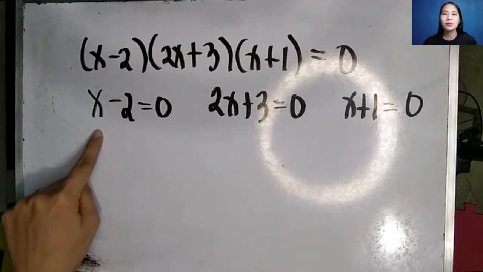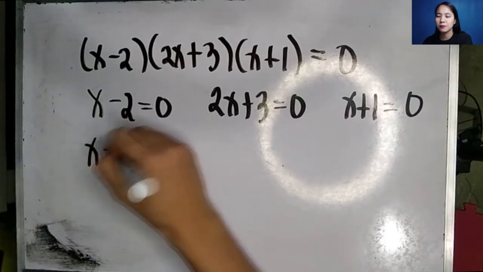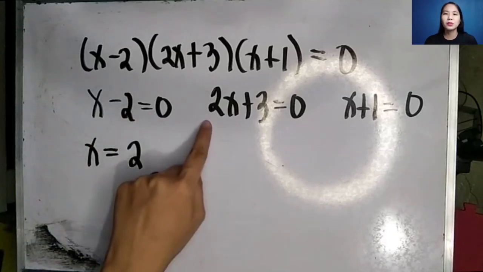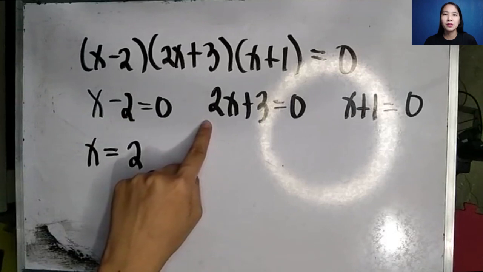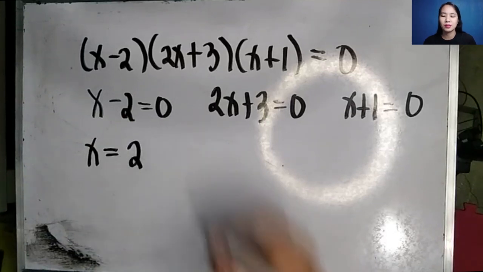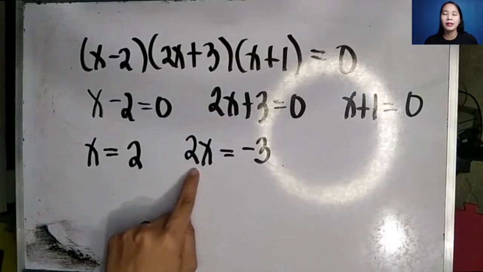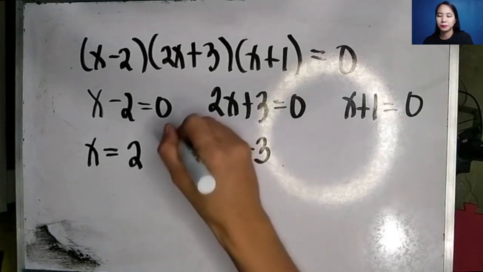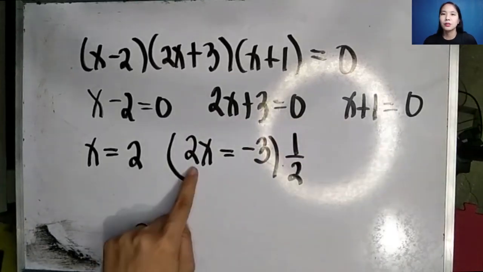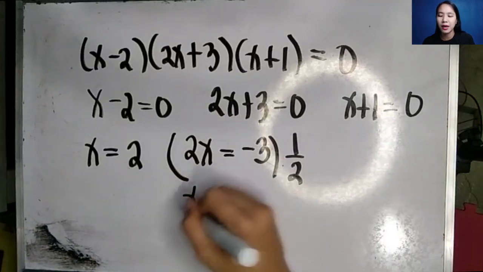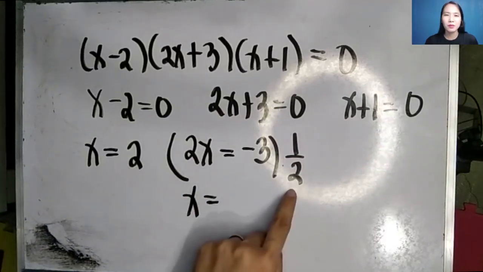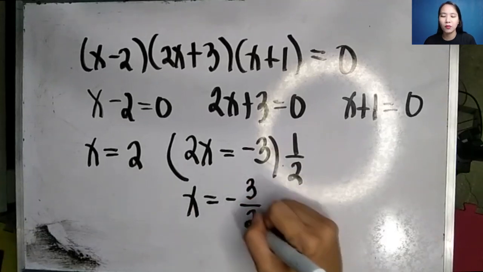For x - 2 = 0, we need to add positive 2 to both sides. So x becomes 2. For 2x + 3 = 0, first, we need to add negative 3 to both sides. So we have 2x = -3. And then we eliminate the 2 beside x by multiplying 1/2, which is the reciprocal of 2, to the whole equation. So 2x times 1/2 is equal to x, and -3 times 1/2 is equal to -3/2.